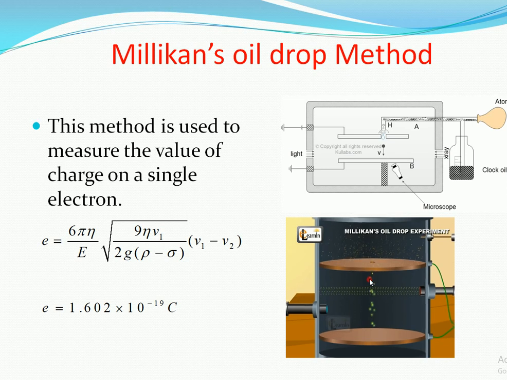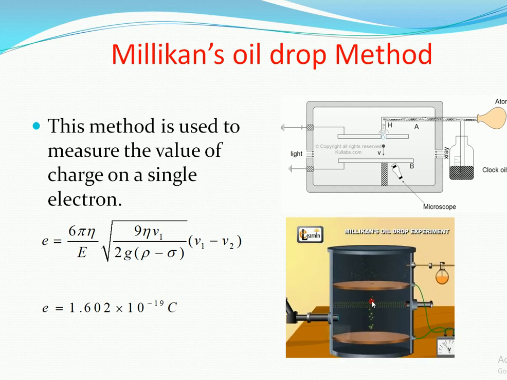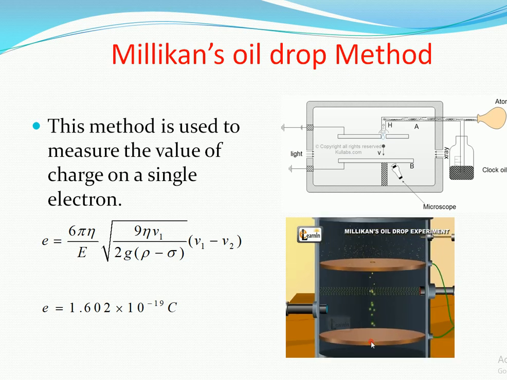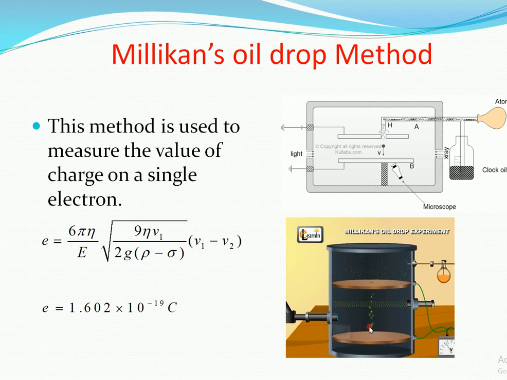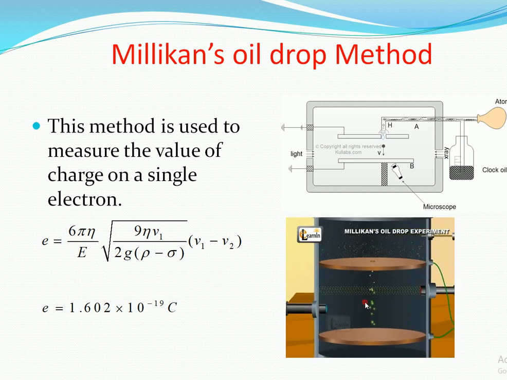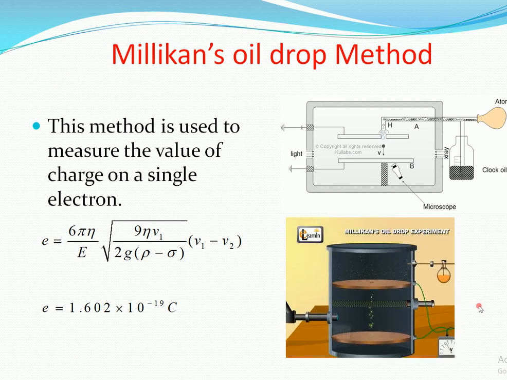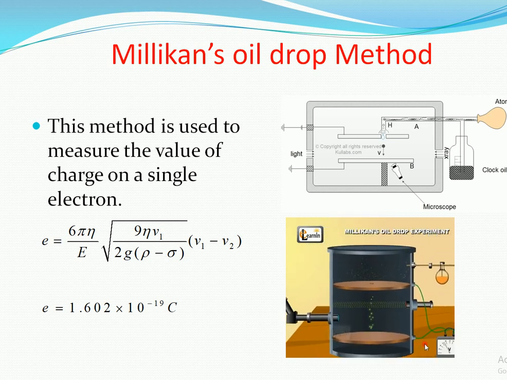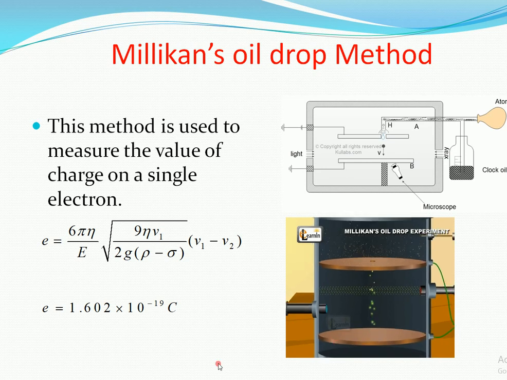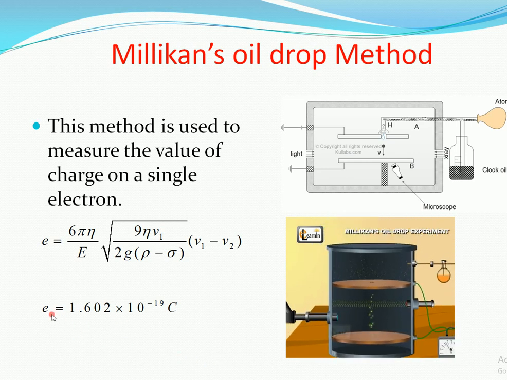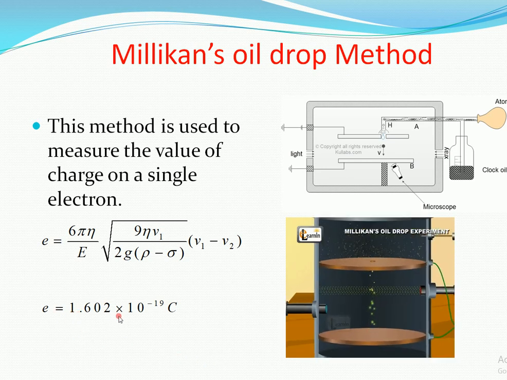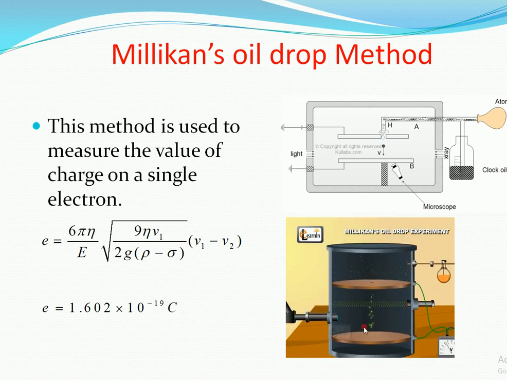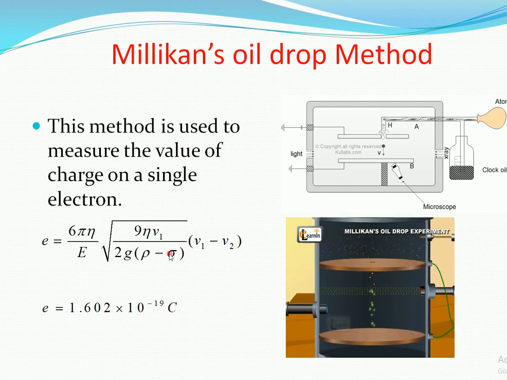At that time, the gravitational force acts on these oil droplets, and this force is balanced by the resistive force. This experiment is performed in the presence of an electric field and in the absence of an electric field, and the charge on the electron is calculated. This charge is 1.602 × 10^-19 coulomb, and this is the formula.